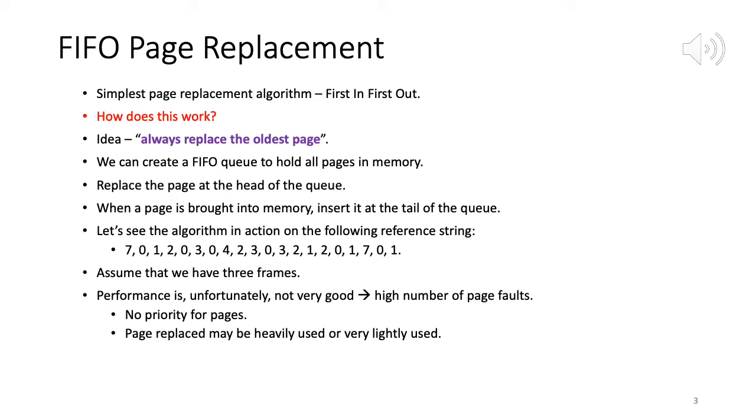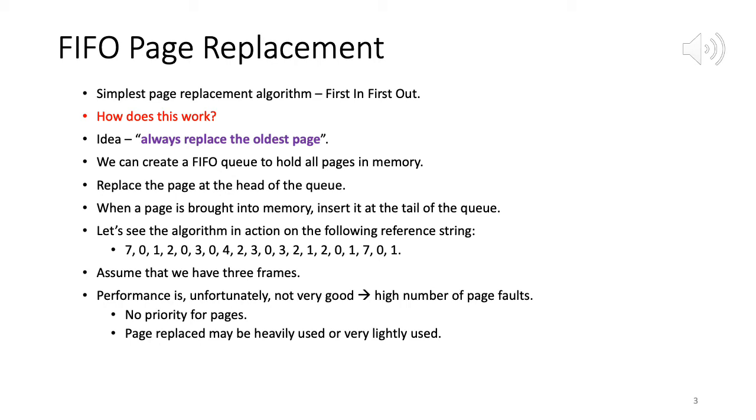So you can maintain a FIFO queue of pages, and then when it's time for eviction, which element of the queue do you evict? Each element corresponds to a page. So you always evict the head of the queue, right? And when a page is brought into memory, you add it to the tail of the queue.